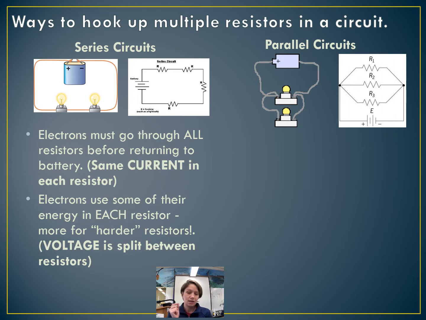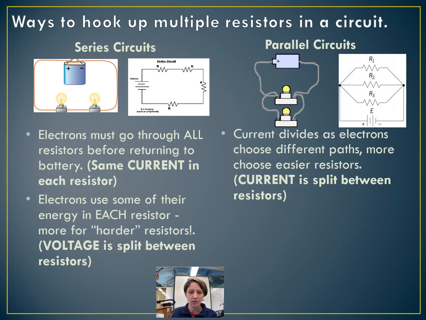So in that case, the electrons have a choice of 3 different paths that they can take, and realize that each electron is only going through one resistor as it circles through this circuit, right? It's either the top one or the middle one or the bottom one, but not all 3. So that's really different than in series circuits. And the rules are going to be different as well.